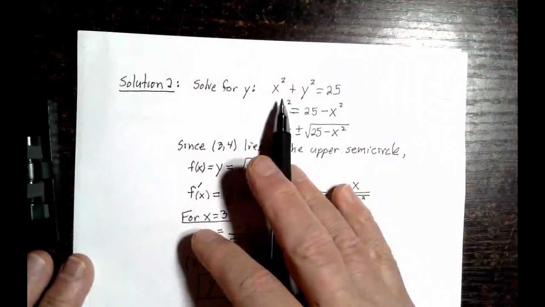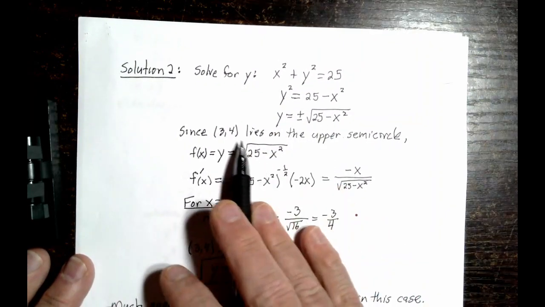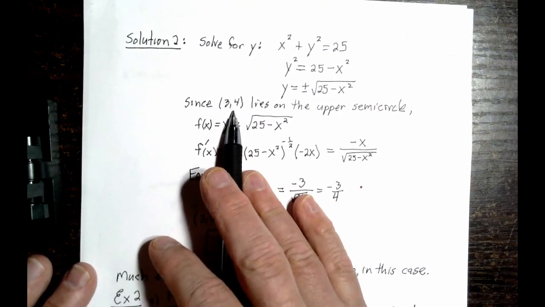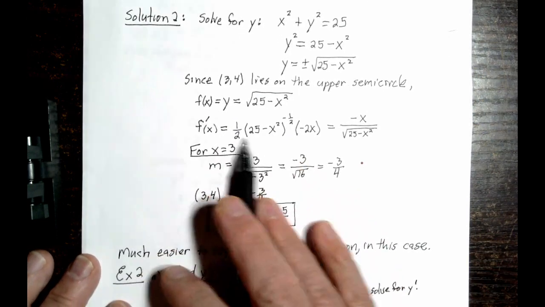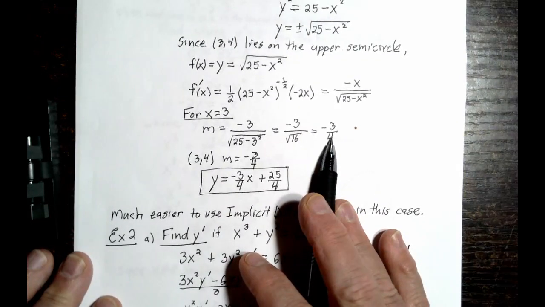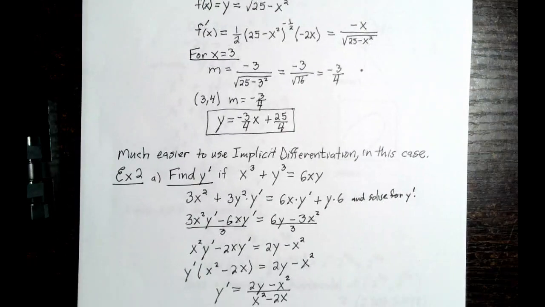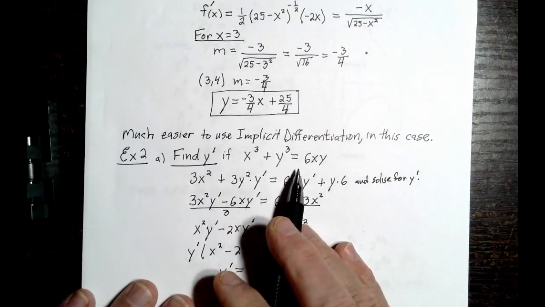Another way you can do it is you could solve it for y explicitly and then use only the top half, since the point your tangent line is touching is on the upper half. And then you take the derivative and you end up getting the same answer. You get the same slope of negative 3/4, and you get the exact same tangent line. Now what if it's something more complicated like this one?